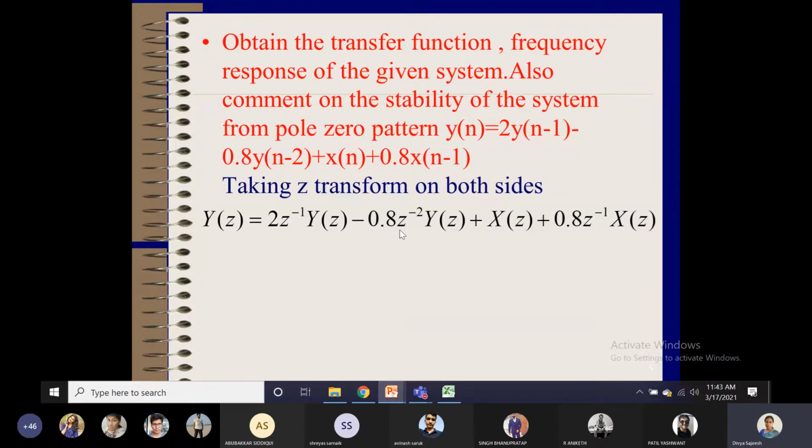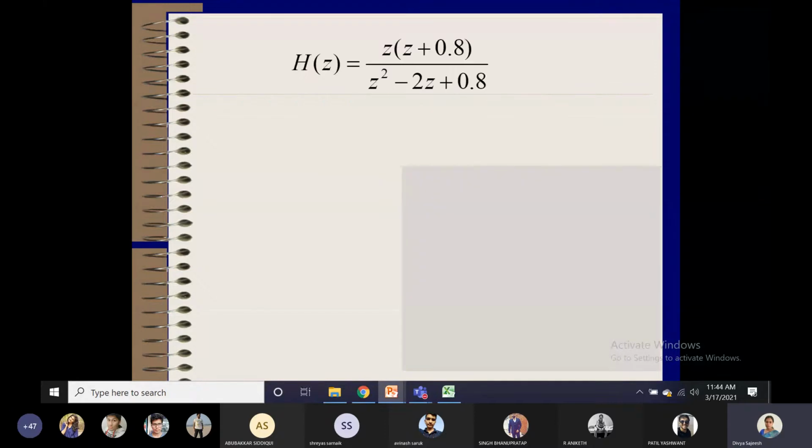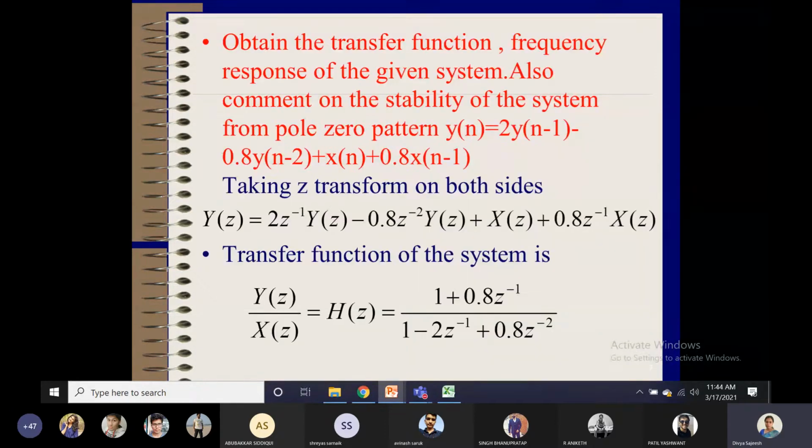Now you have to rearrange and get it of the form Y of z by X of z, which will give you the transfer function of the given system. So the transfer function of the system is defined as Y of z by X of z, which is 1 plus 0.8 z inverse upon 1 minus 2 z inverse plus 0.8 z raised to minus 2.